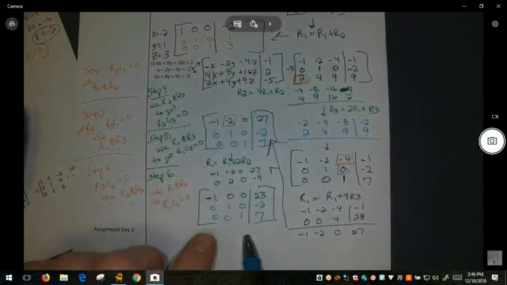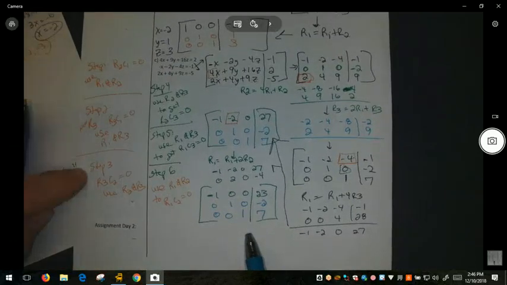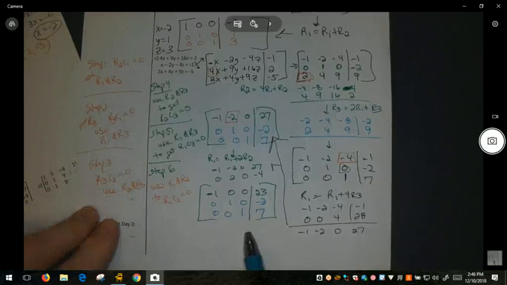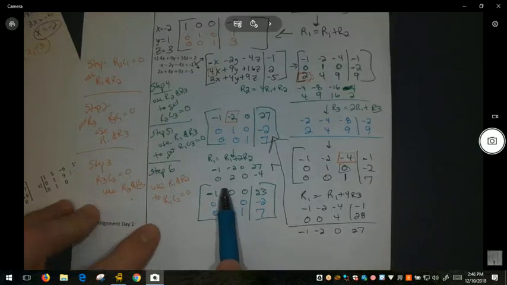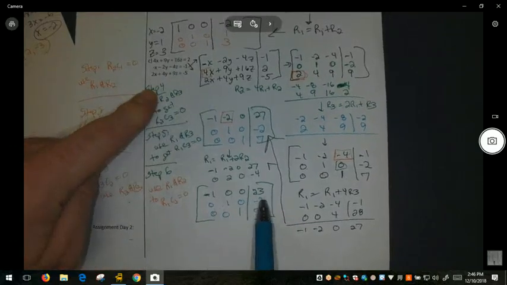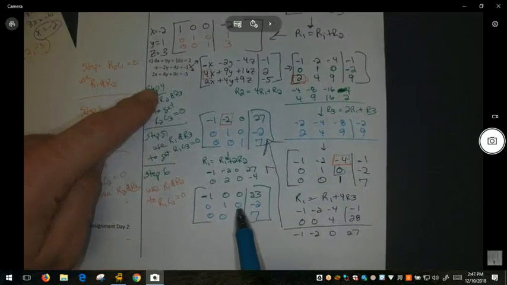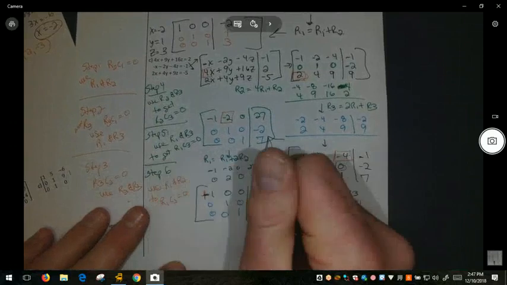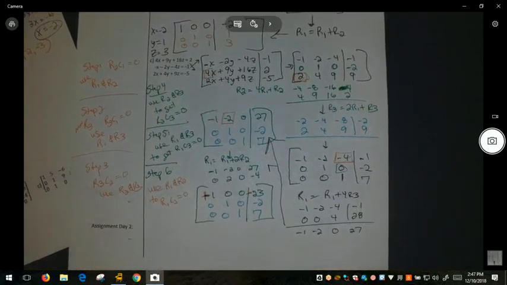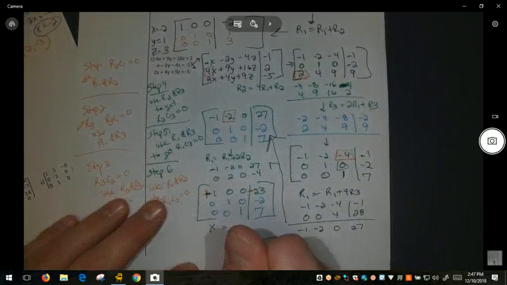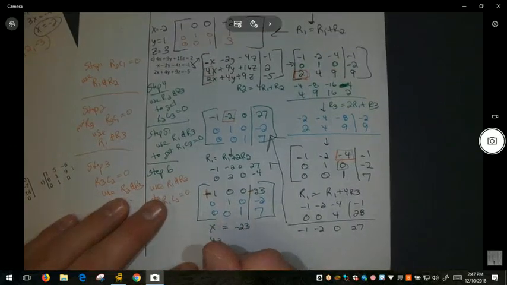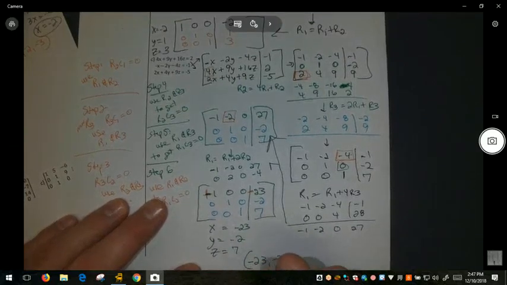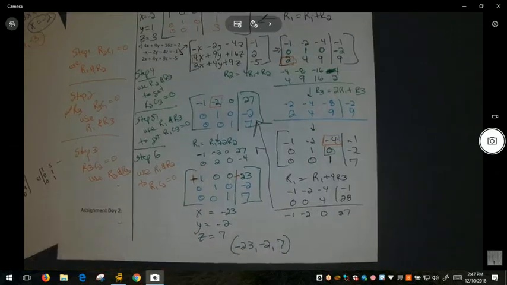I have my lower triangle of zeros. That was the Gaussian steps, steps 1 through 3, but we were able to skip step 3. I have my upper triangle of zeros, step 4 through 6, but we were able to skip step 4 because there was already a 0 there. And now I just need all of these to be 1s. Well, to make them all 1s, just going to divide this by -1 to change the sign. And I have my answers. X equals -23, Y equals -2, and Z equals 7. So as an ordered triple, -23, -2, 7.